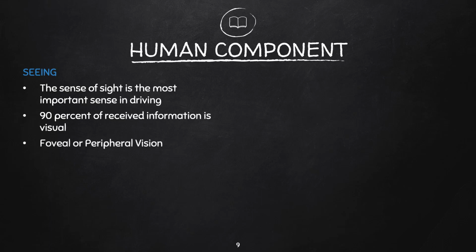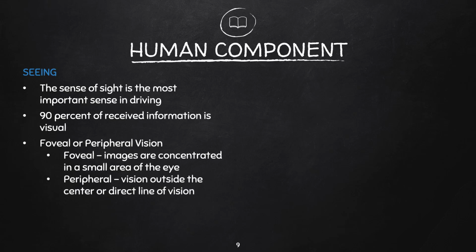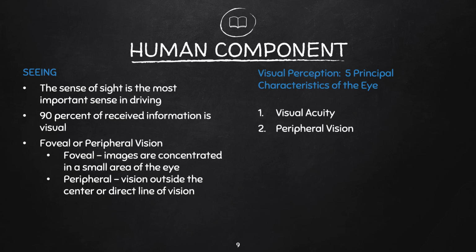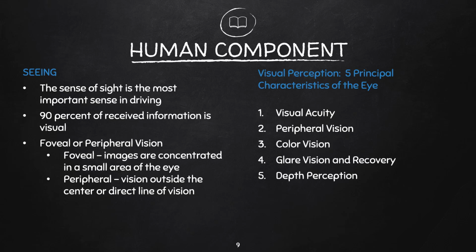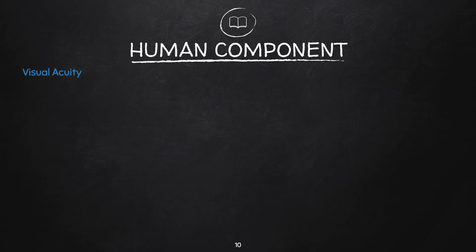You have the foveal or peripheral vision. The foveal images are concentrated in a small area of the eye, while the peripheral vision is the vision outside the center or direct line of action. Visual perception has five principal characteristics, and those are visual acuity, peripheral vision, color vision, glare vision and recovery, and depth perception. We will be going over this in the next slides. So let's start with visual acuity.